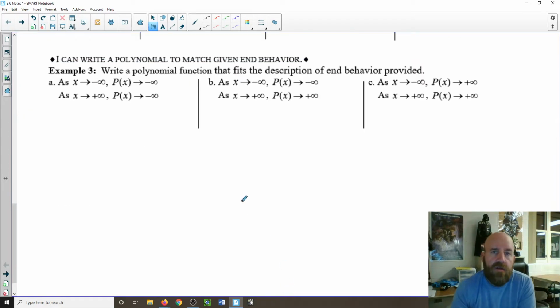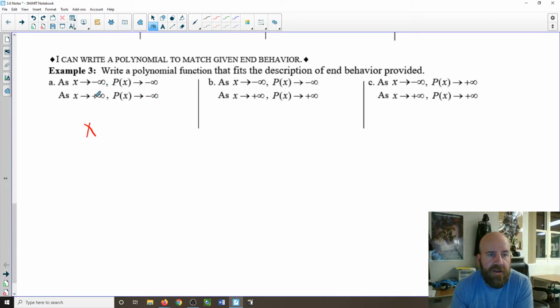All right. Another way to look at what we need to do for end behavior. So we're given end behavior this time, and then we need to write a polynomial that fits the description. So this is kind of open-ended here. So what we're going to do is we're going to have x in all of these. So x to the what power and then what leading coefficient.